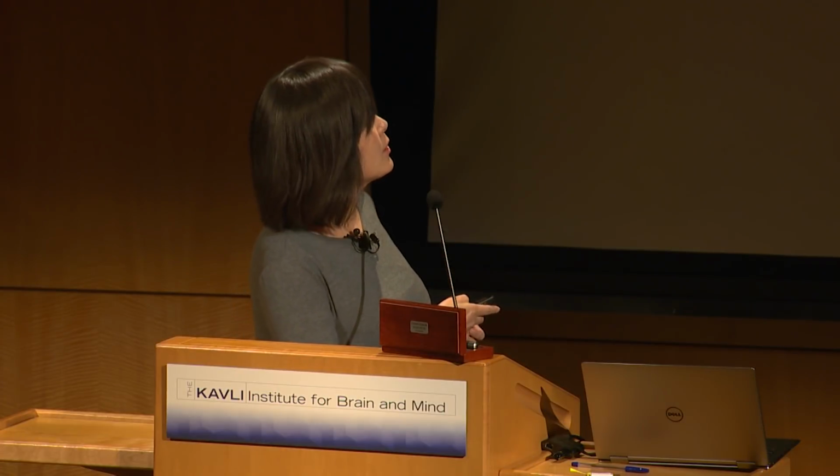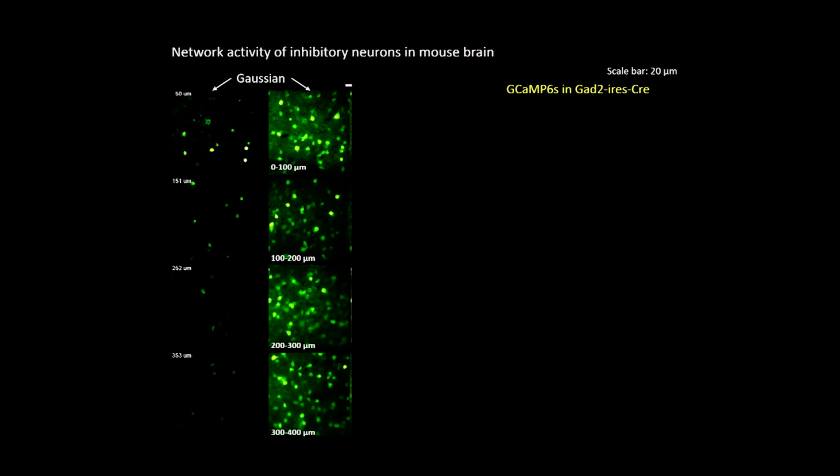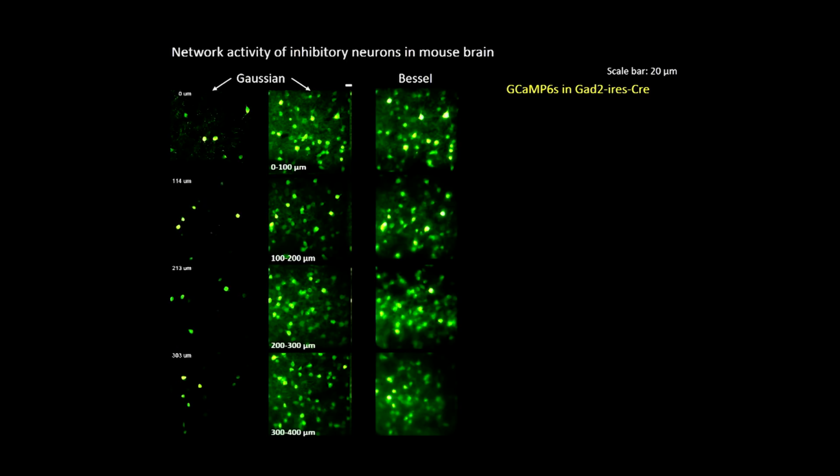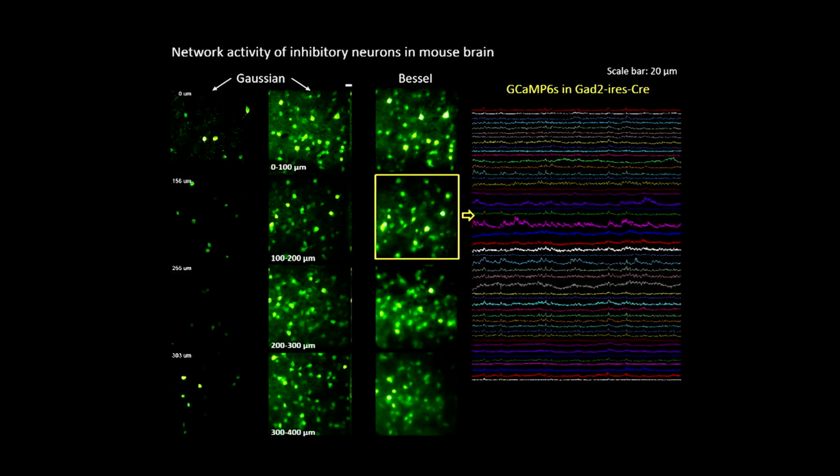Now, we are not limited to this dendritic type of imaging. Any kind of sparsely labeled sample can be studied using this method. Here we are looking at an inhibitory neuron population in the mouse brain. Using the conventional approach to probe the first 400 microns of inhibitory neurons, we need to take at least 80 images. But with the Bessel approach, we only need to take 4 images. And by doing that, in each imaging session, we can get lots of neurons.